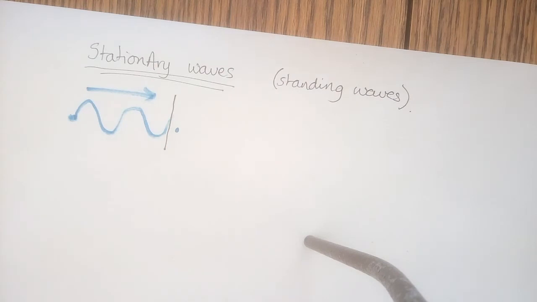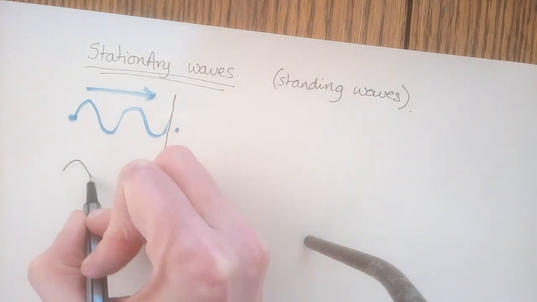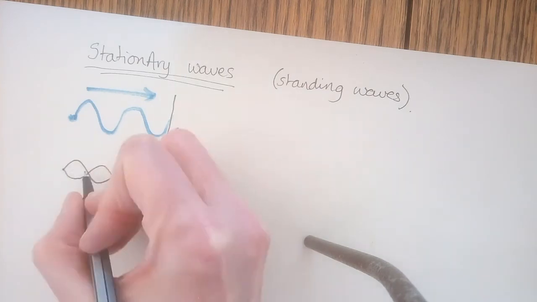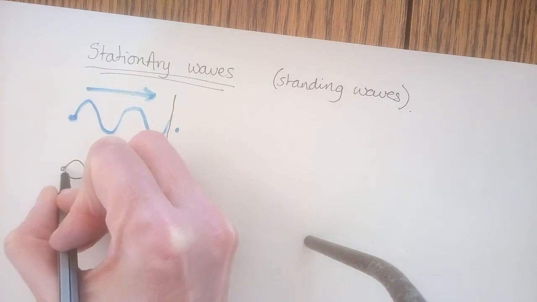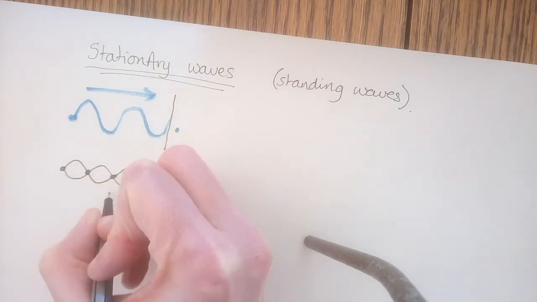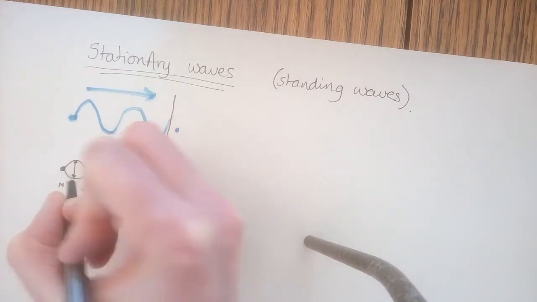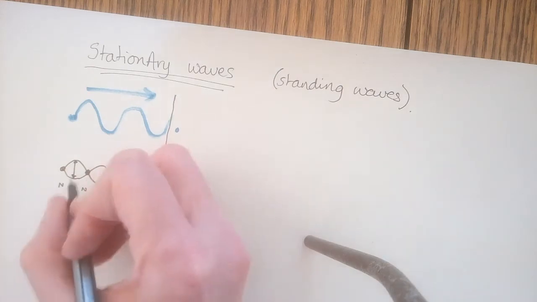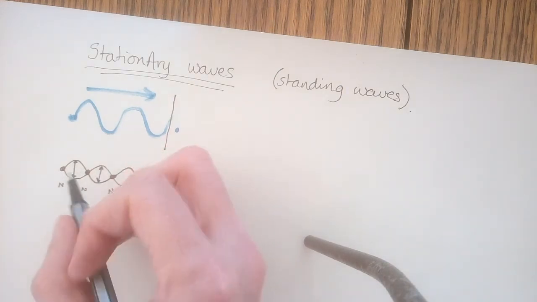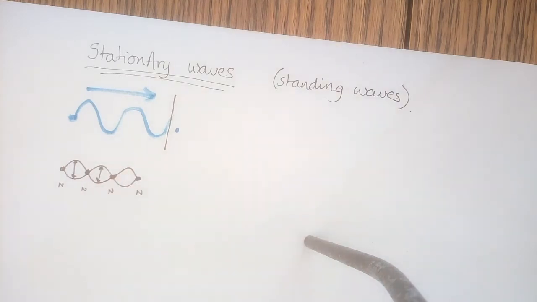Now what you get is a pattern that looks like that. What's happening at these points is nothing. These points are not moving, and these points are called nodes. What's happening at these points though is you've got rapid movements, and these are called antinodes, as whatever the wave's travelling through is going from one place to another place really quickly and backwards.